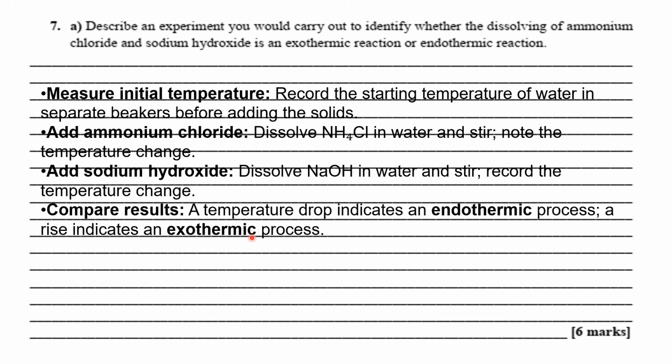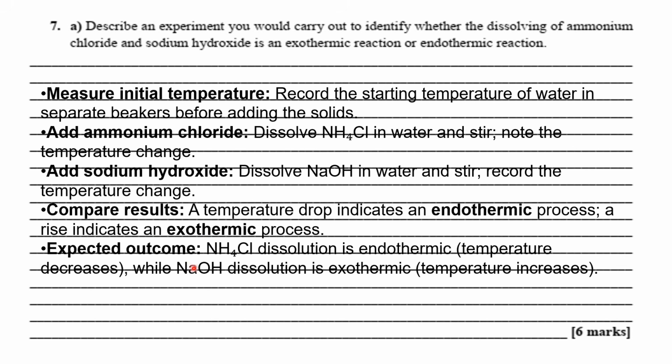If the temperature drops from the initial temperature, that indicates that the reaction is endothermic. If the temperature rises, then the reaction is exothermic. So you expect ammonium chloride to be endothermic; the temperature will decrease. Actually, if you hold the test tube or beaker, you'll feel cold, meaning the temperature is dropping. If you dip a thermometer into such a reaction, you'll see the temperature reading going down. It means that the reaction is endothermic.